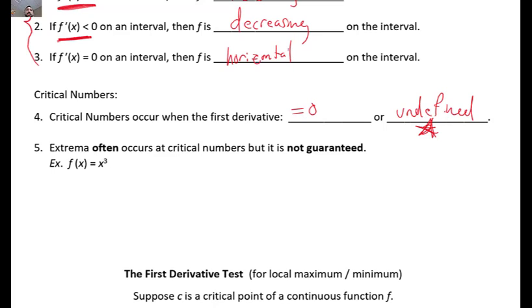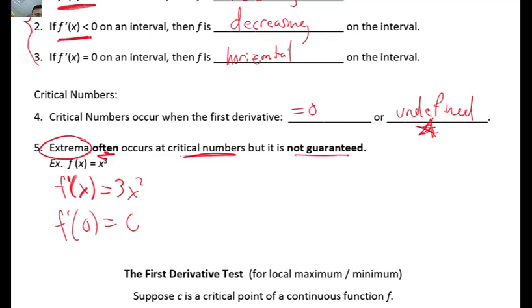And how we're going to use critical numbers with the first derivative test is that the extrema, the max and mins, often, but not guaranteed, occur at critical numbers. So for example, if I wanted to find the critical numbers of y equals x cubed, I would find the first derivative, and then I would think about where the first derivative is undefined, and that doesn't happen, and I would think about where the first derivative is 0. So that would be when x is 0. Okay, so that is a critical number.